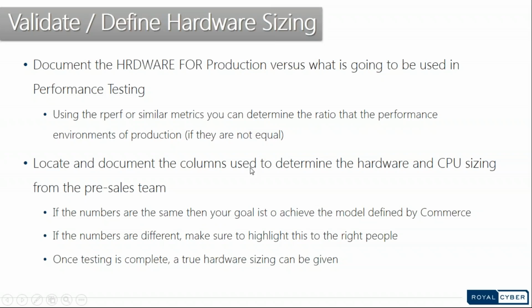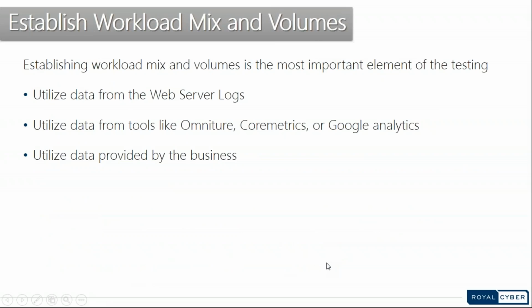If the numbers are the same, then your goal is to achieve the model defined by Commerce. If the numbers are different, make sure to highlight this to the right people, meaning the IBM pre-sales team. Once testing is complete, a true hardware sizing can be given. Establishing workload mix and volume is the most important element of the testing. Utilize data from the web server logs.